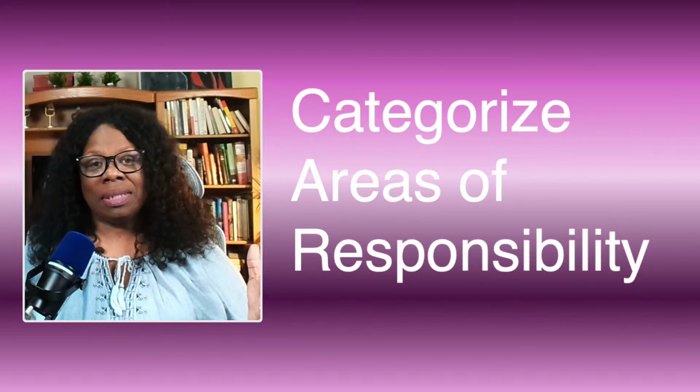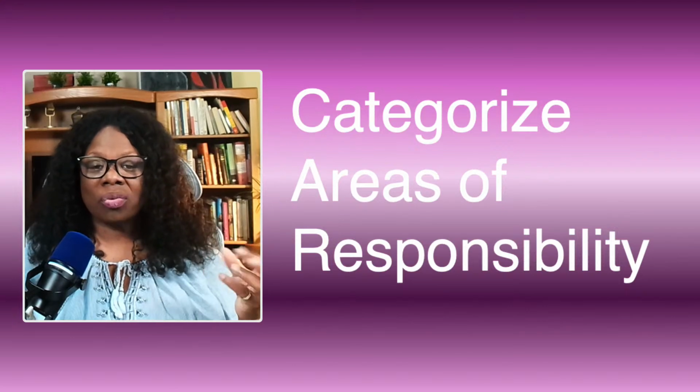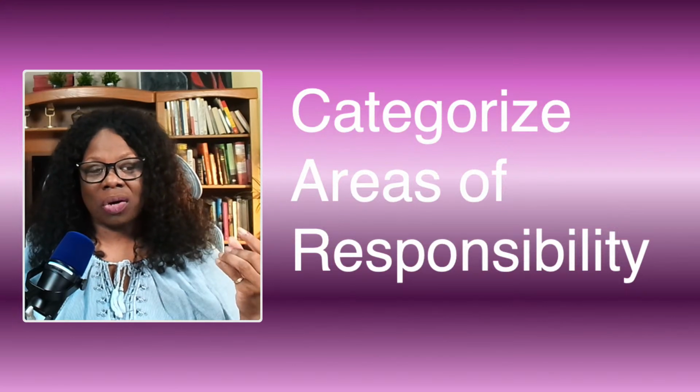Number 1 is start with categorizing your areas of responsibility. That means break them down, list them out. And I'm going to share, first of all, look at your job or your business. So if you're a corporate W-2 employee, look at the areas of responsibility in your job, break those down. If you're a business owner, look at your areas of responsibility in your business and break those down.